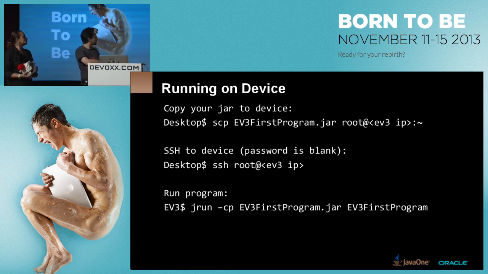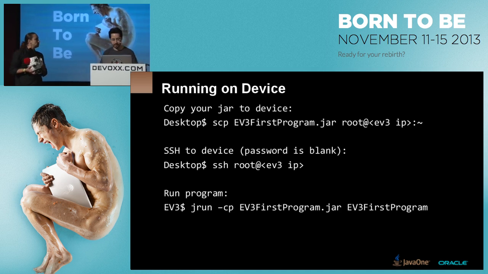Once you're actually ready to run it on the device, you just copy the program over. The cards are set up where the root password is empty if you use the standard distribution. So copy the jar file over, go to the device, and then there's a JRun wrapper class which puts in the stuff you need. Then pass it your class path for your actual application, and then your main class, and you can run stuff on the Lego Mindstorms EV3.